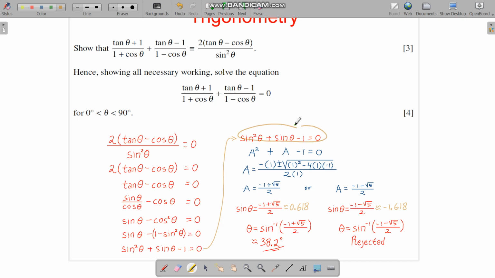And from here we can use the quadratic formula. This is just like a squared plus a minus 1. We can get two solutions here, which means sine theta could be this or sine theta could be that, which is around here. Remember, sine cannot be smaller than minus 1, so this is impossible actually. But if you don't know that, just use your calculator, use inverse sine, you'll get an error. And here if you use inverse sine, you get the only solution.